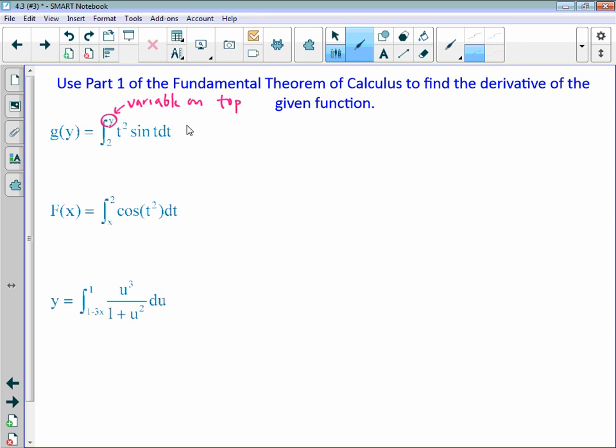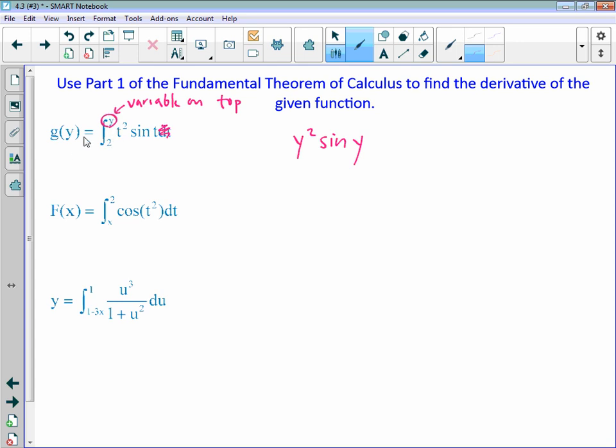And if the variable's on the top, you just plug it in. So if we just plug that in, we get what? Y squared sine of y, right? You just plug that variable in for the variable that's in here. The dt, you don't need to worry about, right? And this number here means absolutely nothing for the fundamental theorem of calculus part 1.